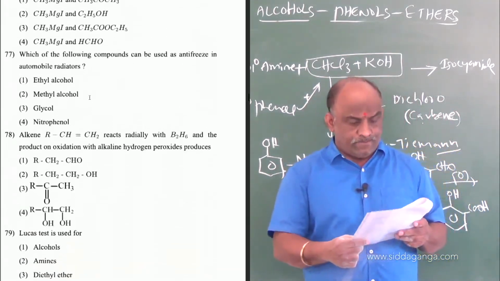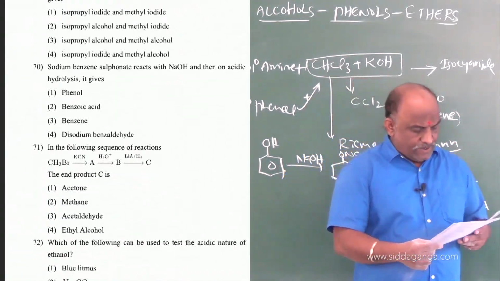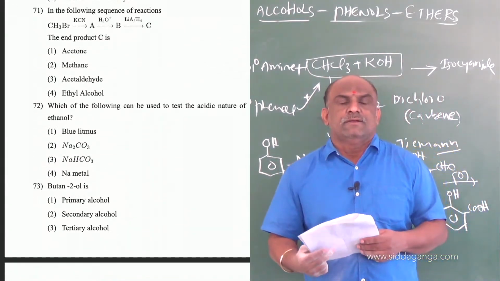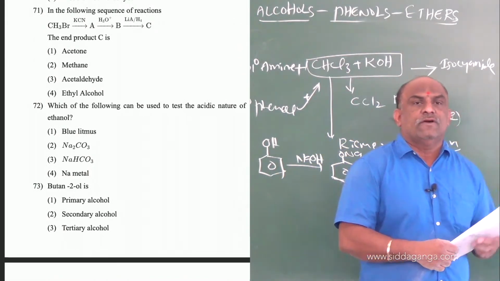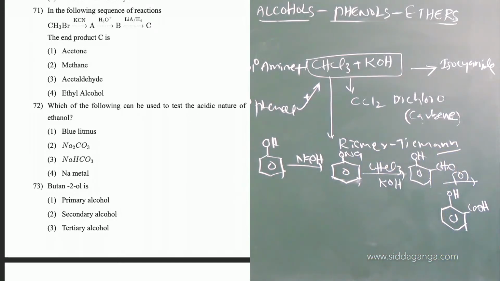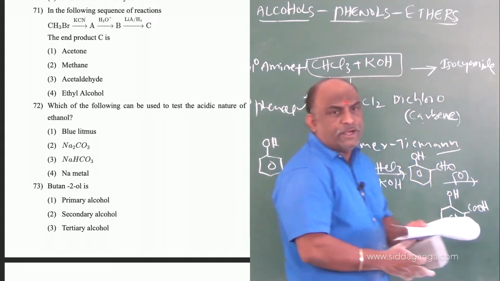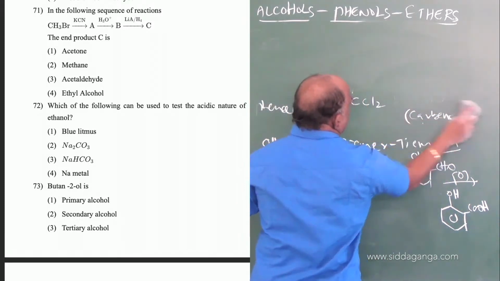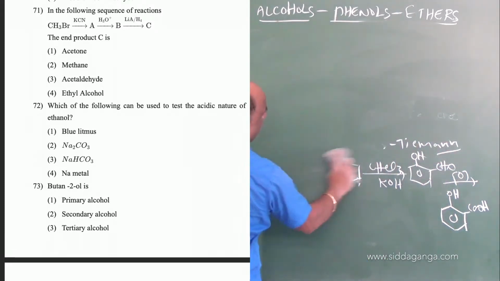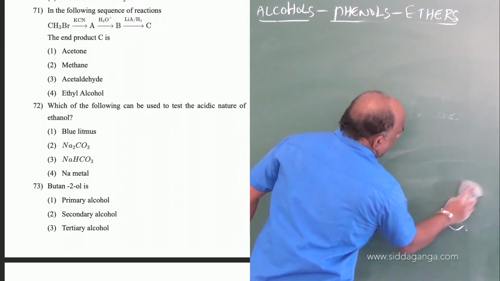Question number 71: in the following sequence of reactions, methyl bromide with KCN is given, then H3O+ is given, followed by B, lithium aluminum hydride. Then what will be C? What is the end product C? We have to find the correct answer according to the given reagents.